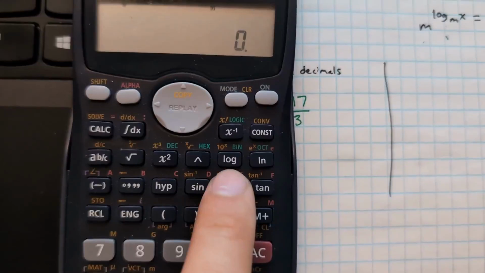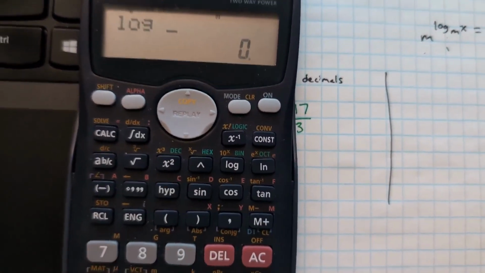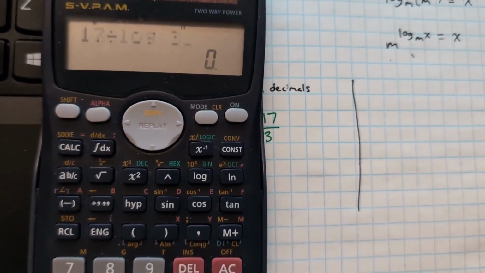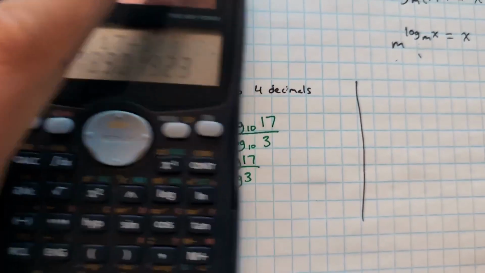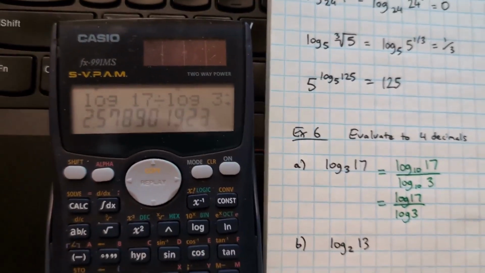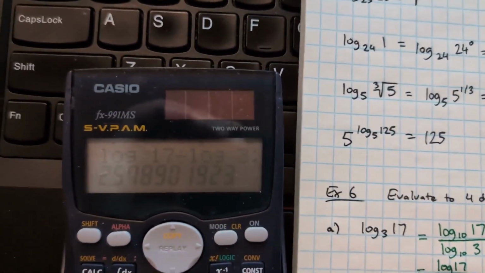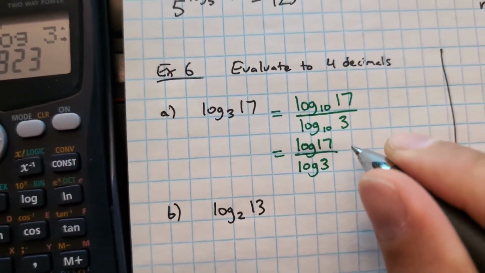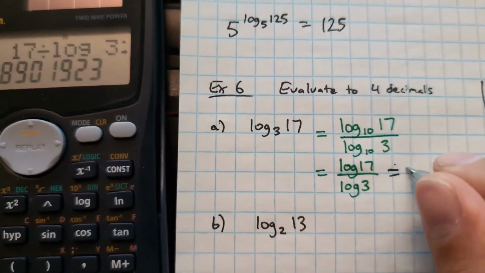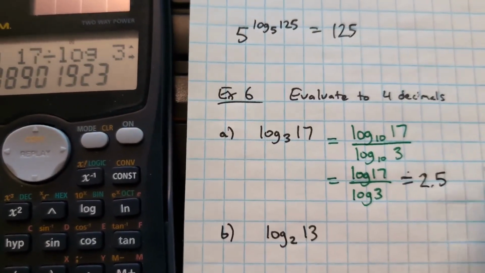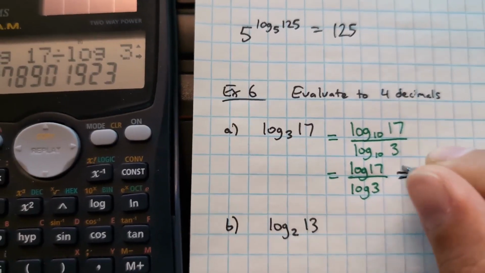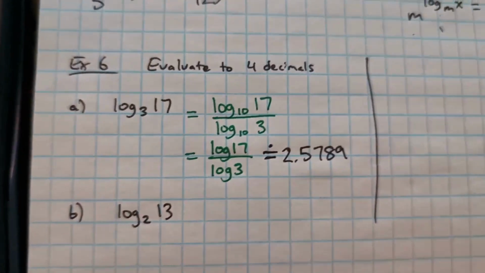And so your calculator likely has a log button, and we can do log 17 divided by log 3. And that's going to give us 2.5789. And so we'll write our answer in. This is approximately equal to 2.5789. I'll put in equals with a dot on top because this is approximate.